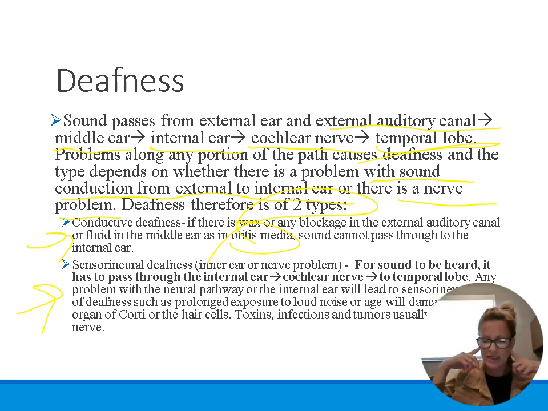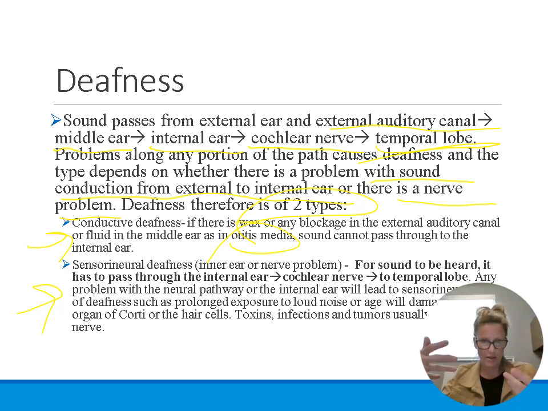So if there's a complete blockage in the external ear or fluid buildup in the middle ear, the sound can't pass through to the internal ear, which is where the receptors actually are. So that's conductive deafness. Sound can't be conducted to where the neuron is.